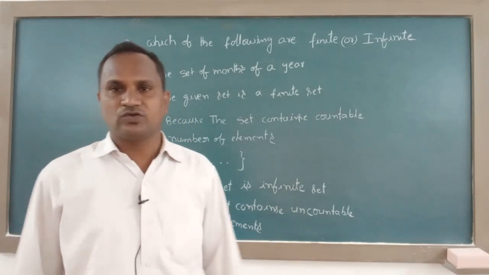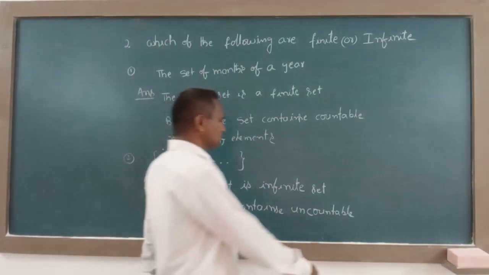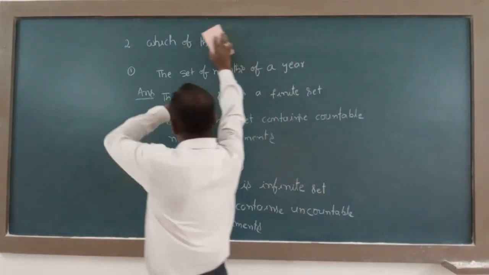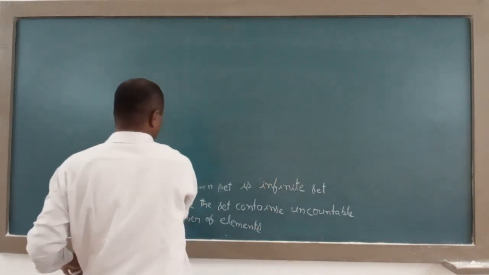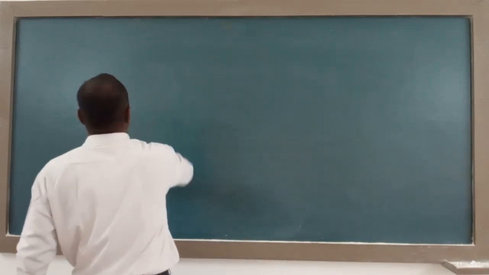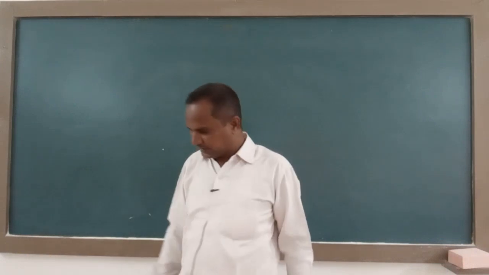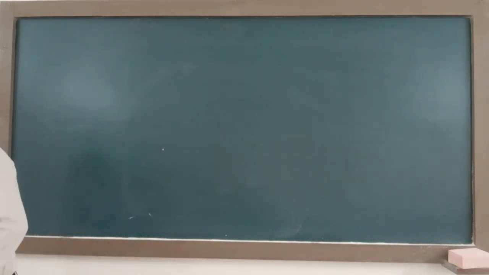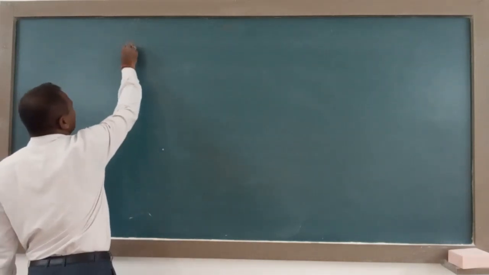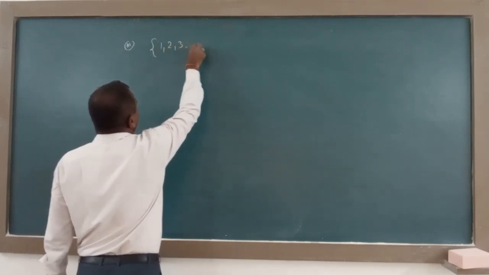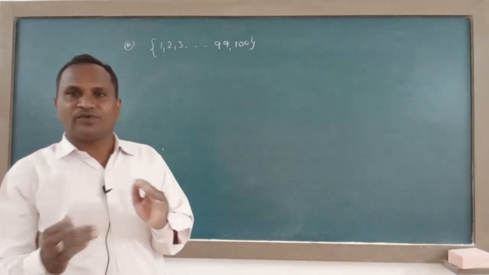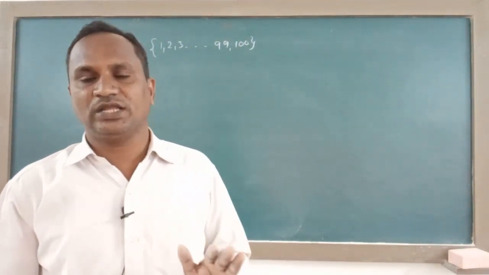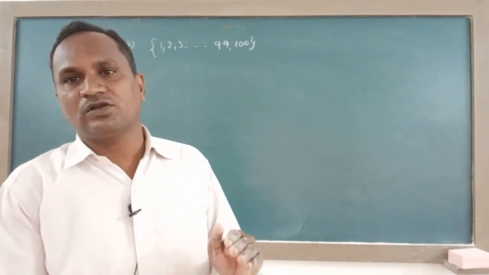Now we are going to move on to solve the remaining questions. Next question, the third question: 1, 2, 3, up to and so on 99, 100. It is a finite set, because they gave a finite number of elements, 100 elements. If we count them, we will get 100.